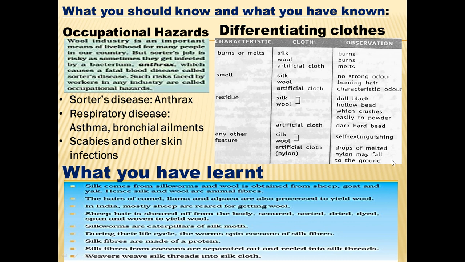for getting wool. Sheep hair is sheared off from the body, scoured, sorted, dried, dyed, spun, and woven to yield wool. Silkworms are caterpillars of the silk moth. During their life cycle, the worms spin cocoons of silk fibers. Silk fibers are made up of a protein, and silk fibers from cocoons are separated out and reeled into silk threads. Weavers weave silk threads into silk cloth. So this is what we have learned in this chapter, my dear students.